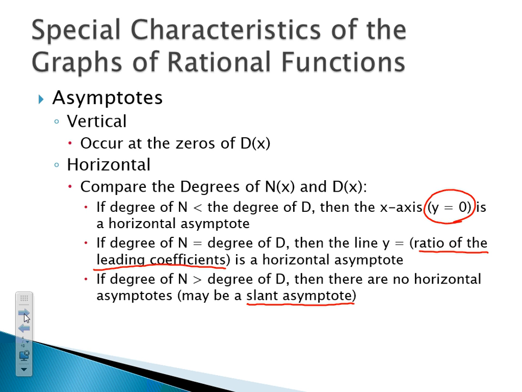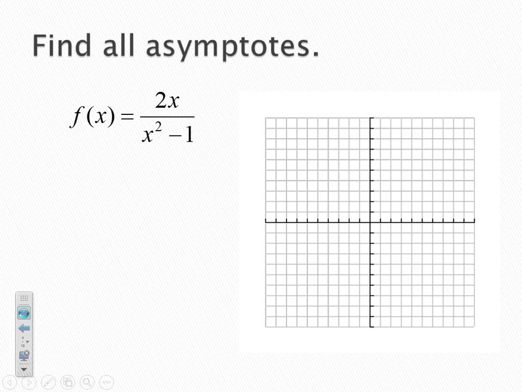Our last example will have a type of slant asymptote. So we're going to look at 3 examples. The first example will be of the numerator less than the denominator in terms of degree. The second example, they'll be equal. And third, we'll look at what a slant asymptote looks like and how we graph that. Okay? So let's get to our first example.